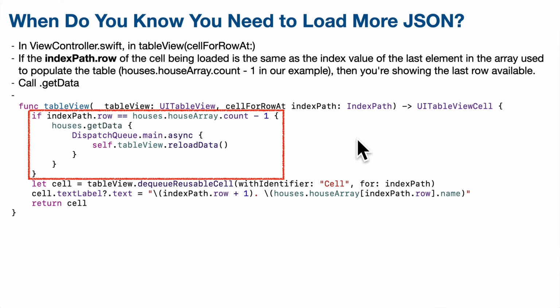Now, how do we know when to make a call? Well, in our table view self for rowat, we can take a look at the indexPath.row. And if this is the same as the count of house array, our number of houses minus 1, then we're showing the last record in our data. So if that happens, we should call getData. And if we've incremented the page properly, we should get the next page of data.